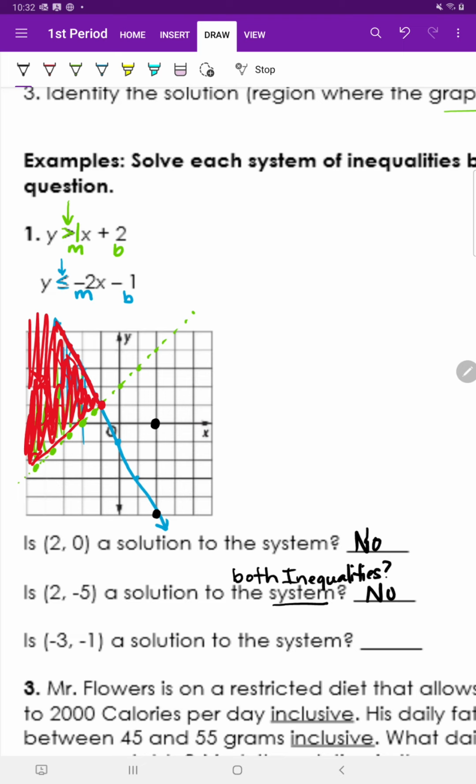The last point is -3, -1. Now this one is the trickiest of all. If it were just slightly above where it is, it would be right in the red region, so of course it would be a solution to our system. But it's not. It's on the dotted line, and points on the dotted line are not solutions to the system. So the answer to all three of these is no.